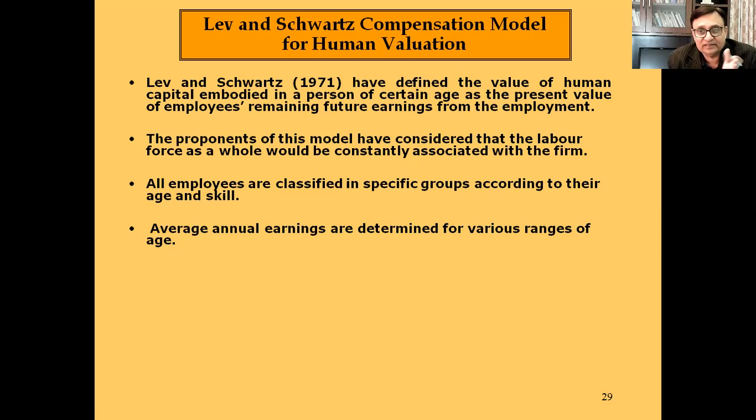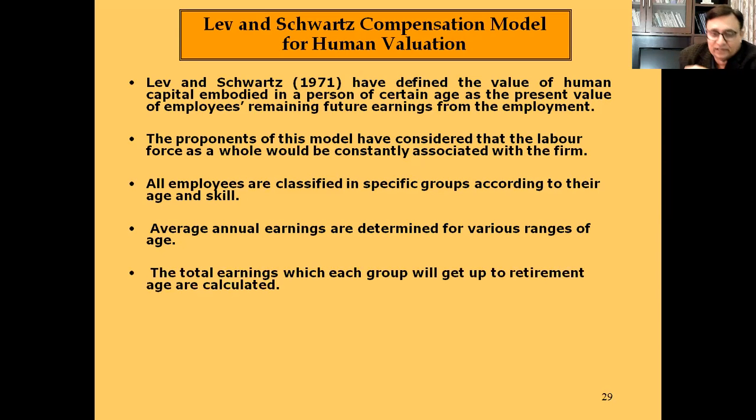At the age of 30, how much he is going to get; at the age of 40, what he is going to get. So the total earning of each group up to retirement age is calculated. For example, as an assistant professor, if he is going to retire on the basis of age and skill, or as an associate professor, the total earnings of the groups will be calculated and the value found out.